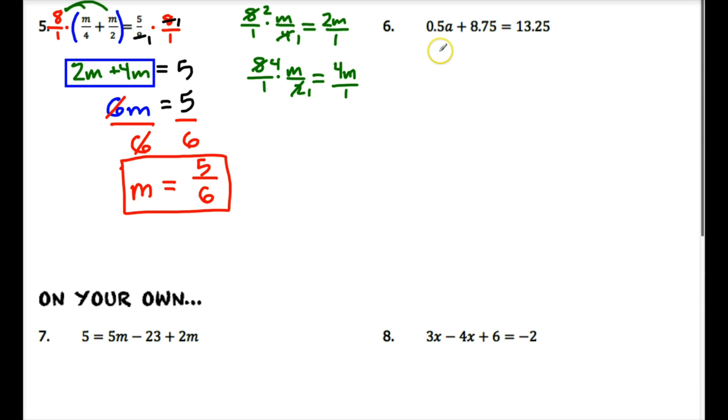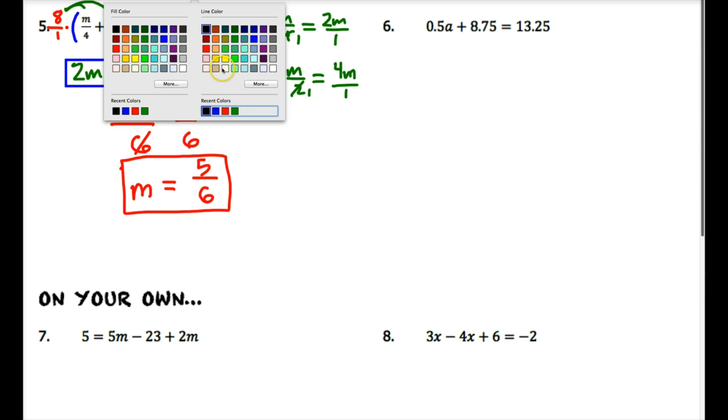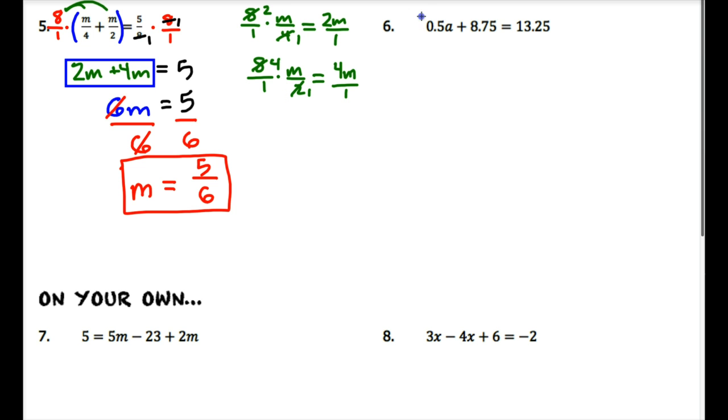Okay, number 6. This one here, we have an equation with decimals. So again, the first thing you want to do is look at the left side by itself and try to simplify. For this one, though, if you just look at that left side, 0.5a plus 8.75, you can't do anything with that. Those are not like terms. You can't distribute anything, so we'll leave that side alone. And then, of course, the same thing with 13.25. So this is actually just a two-step equation with decimals.